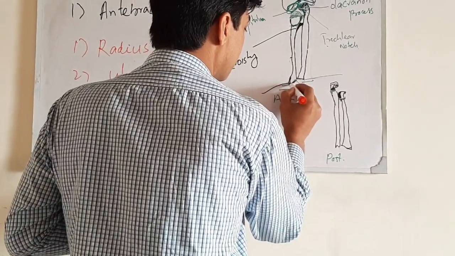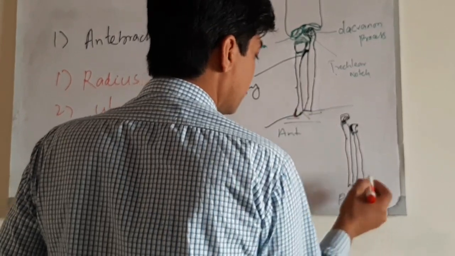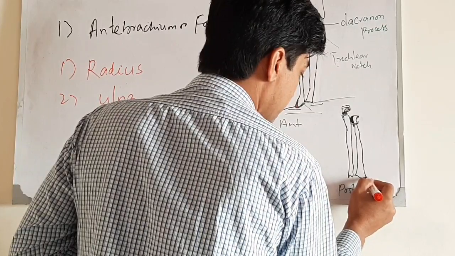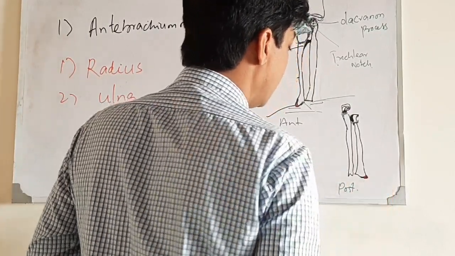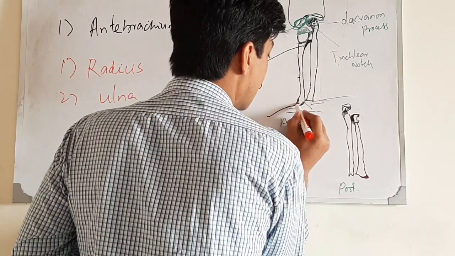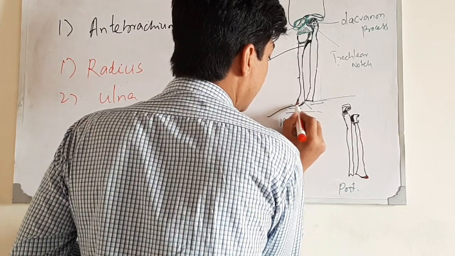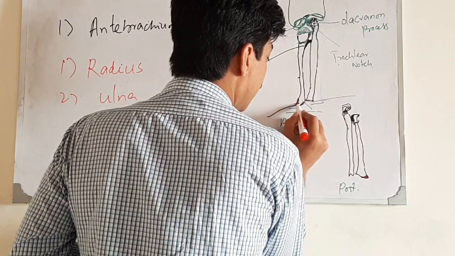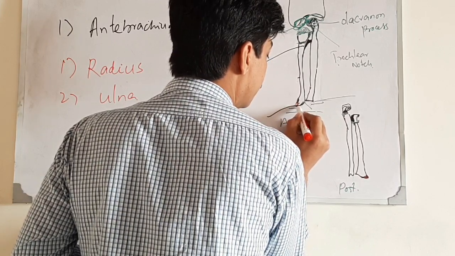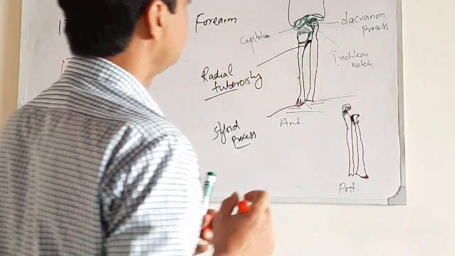Here is the lateral styloid process of the radius. You can feel just medial to the lateral process of the radius, medial to the styloid process. Here will be the radial pulse.